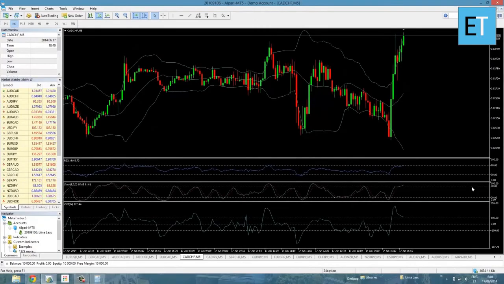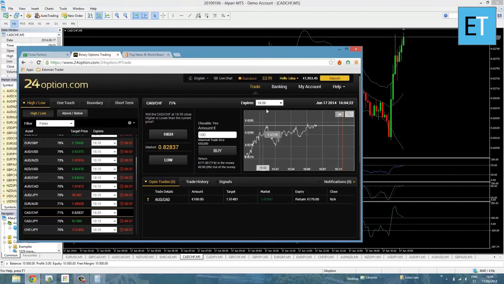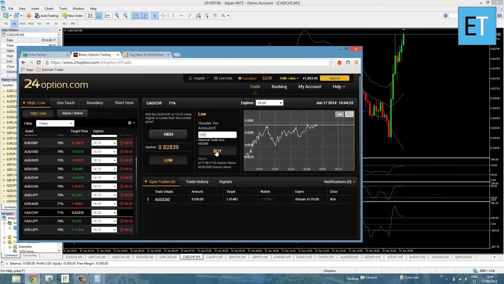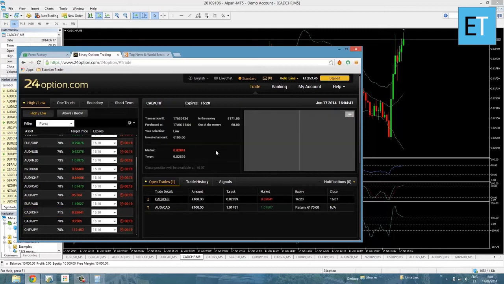Okay, so I found another potential trade, the Canadian dollar Swiss franc. Just have a quick look. This appears to be the resistance line here, keeps bouncing off the same level. We'll just wait till the end of this candlestick. It's getting pretty high here. I'm going to enter this trade about now. So again, a trade for 15 minutes.